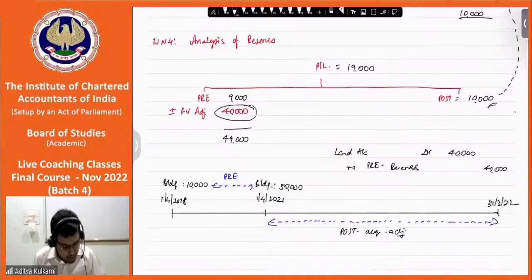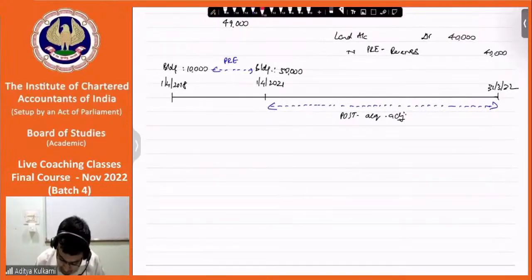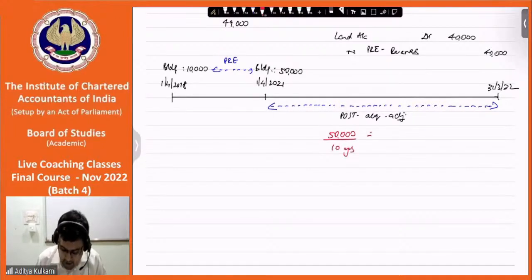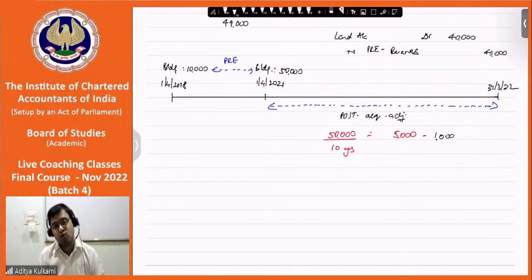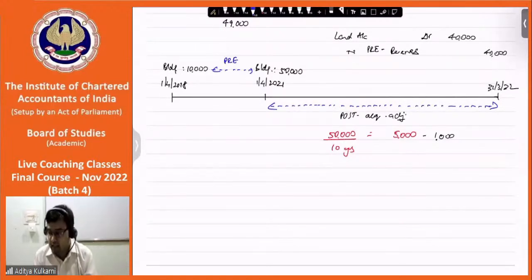And therefore, if I have to calculate the depreciation, now it will look something like this. 50,000 was the value of the building. Useful life is 10 years. And therefore, the depreciation should have been 5,000. But out of 5,000, already 1,000 is charged. Sir, when is this 1,000 charged? It is charged by the subsidiary in the period 1st April 21 to 31st March 22.